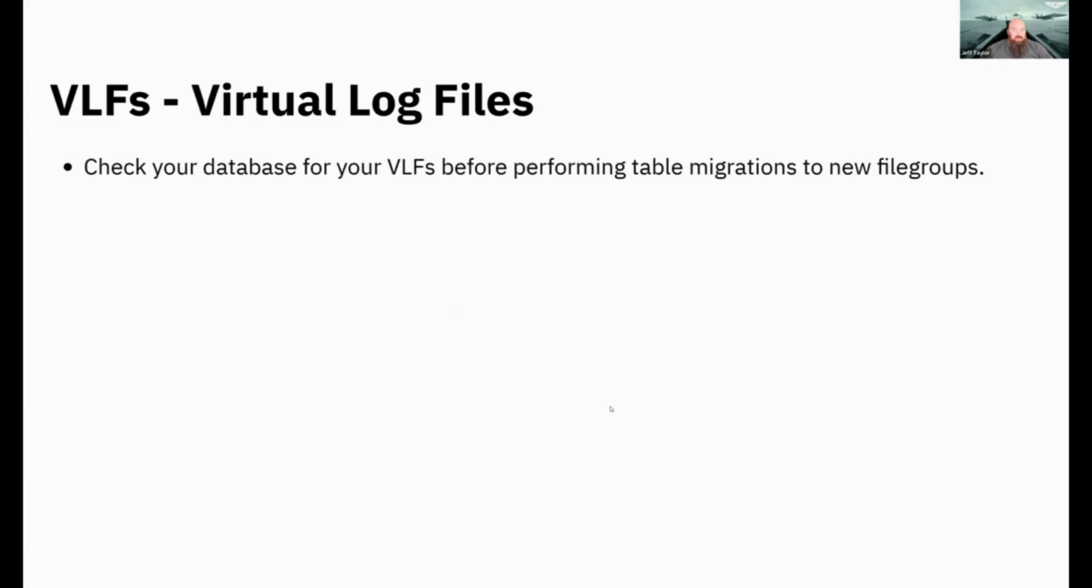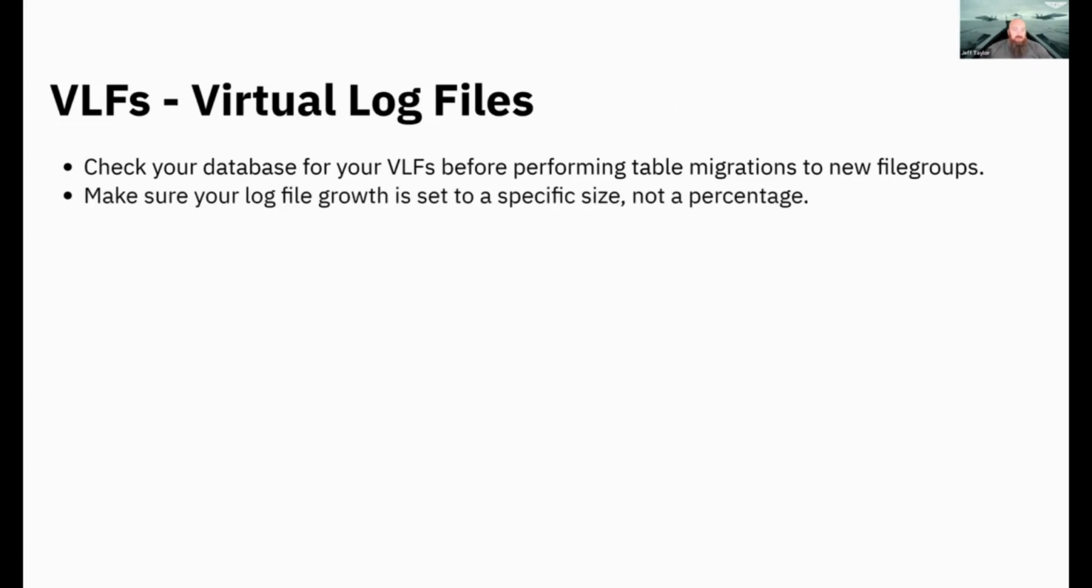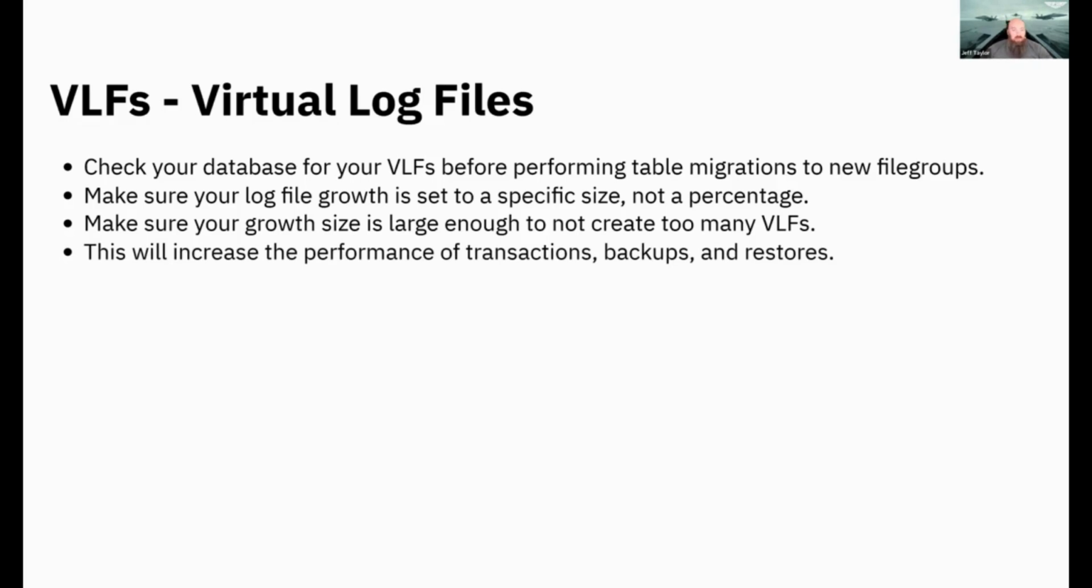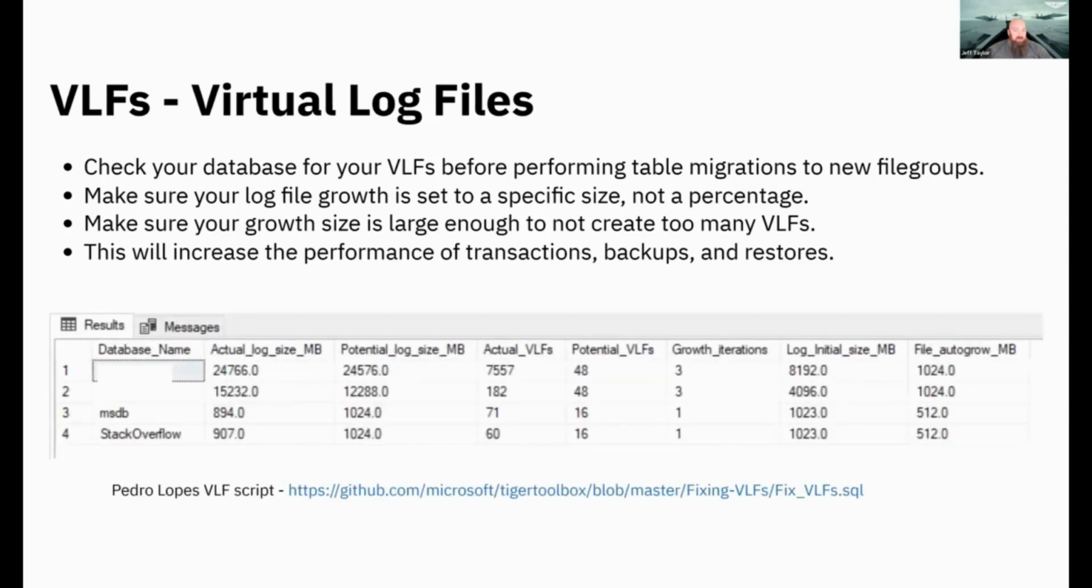Virtual log files. Check your database for your virtual log files before performing any table migrations to new file groups. Make sure your log file growth is set to a specific size and not a percentage. Make sure your growth size is large enough not to create too many VLFs. The sweet spot for this is Microsoft recommended best practice of about 8 gigs, so 8192. That creates the minimum amount of VLFs for every auto growth. You may have to shrink down your log files first and then grow it once again in order to get that performance. So this will increase the performance of the transactions, the backups, and the restores.